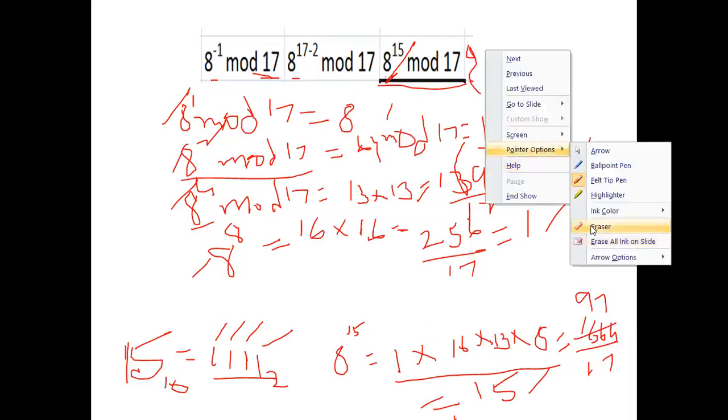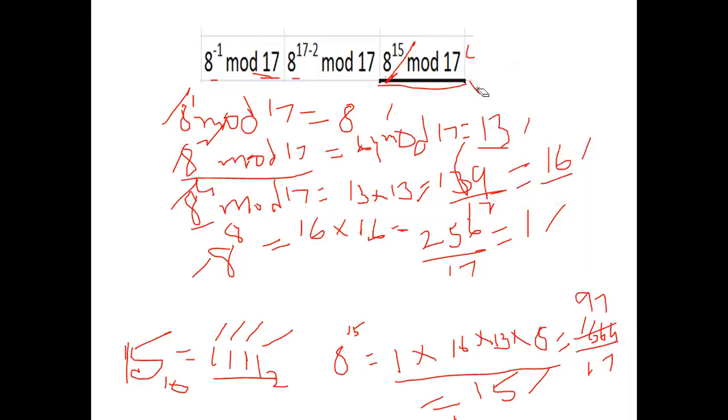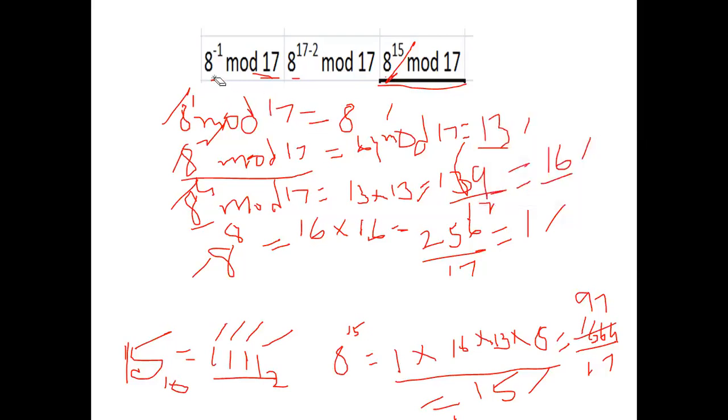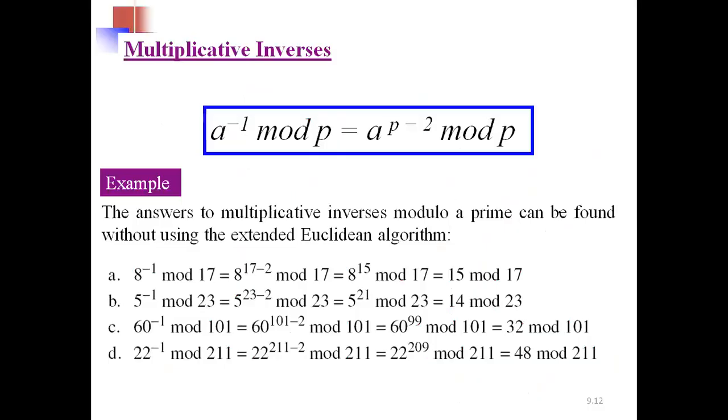So finally, the answer: the multiplicative inverse of 8 is equal to 8 power 15 mod 17, which is equal to 15 mod 17. This is the multiplicative inverse: 8 inverse modulo 17 is equal to 15 mod 17. So this is the answer.